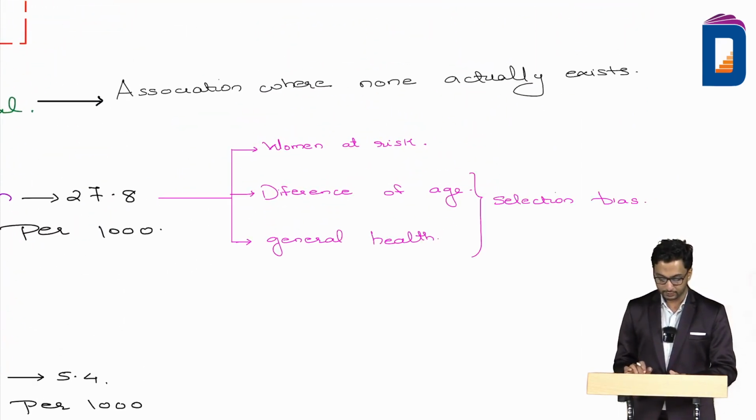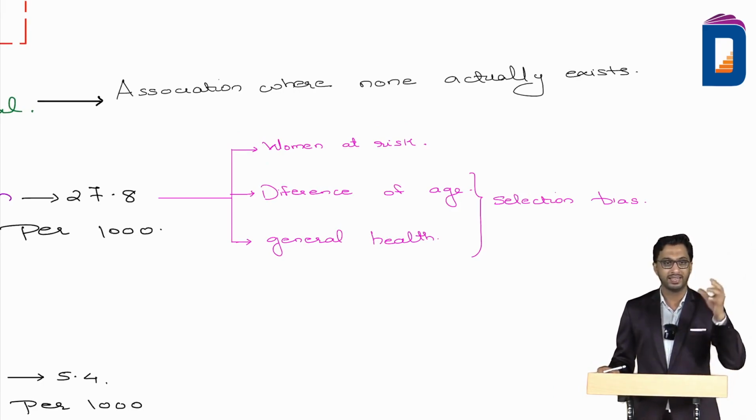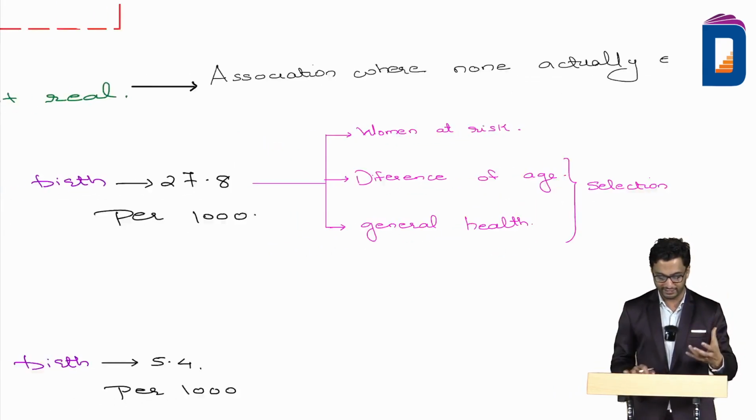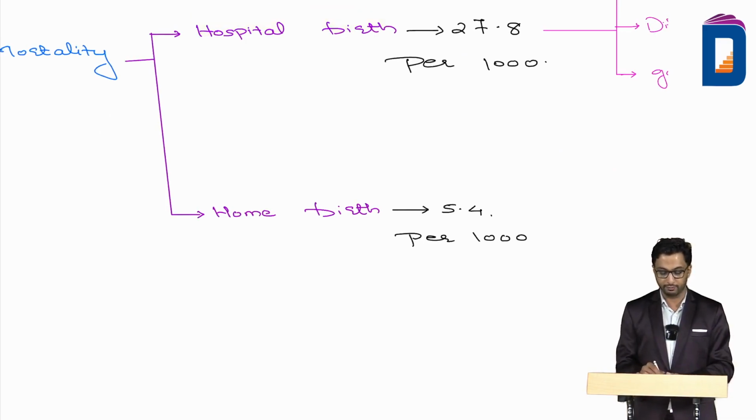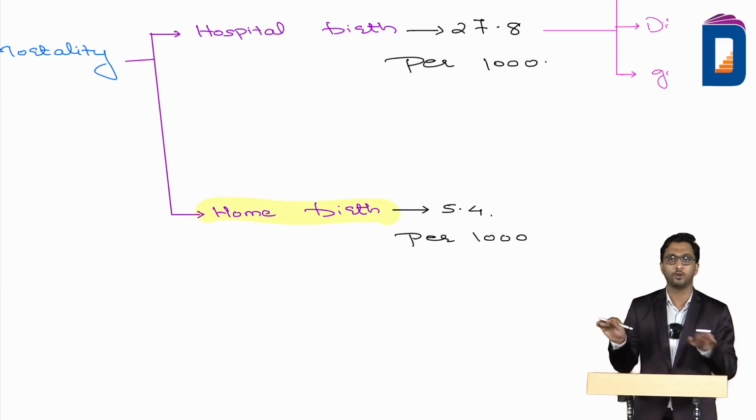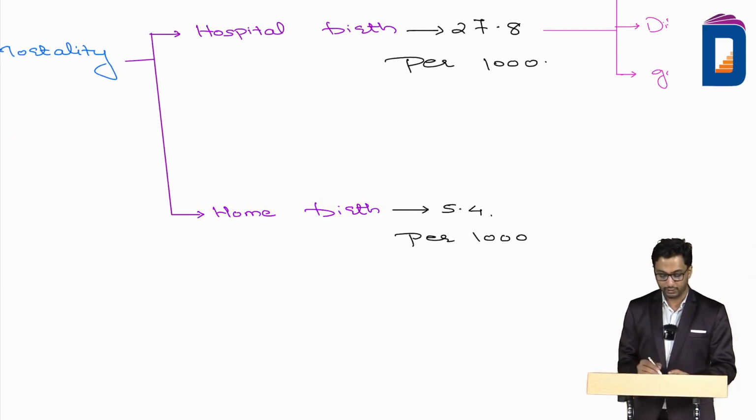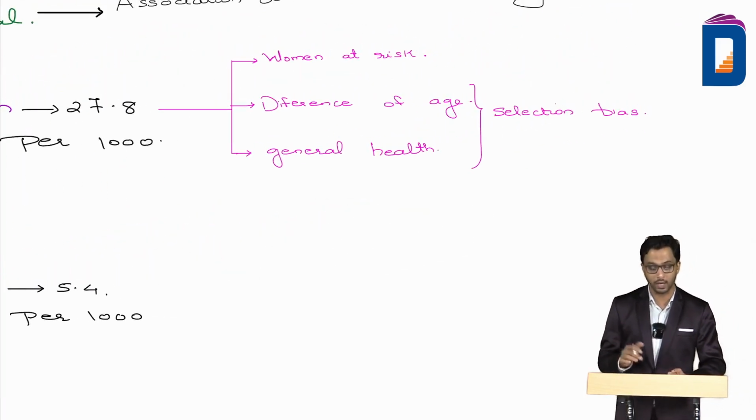Okay, and the difference in age and difference in general health, there is a selection bias. You know what selection bias is. That is, you're selecting the wrong people. You're selecting 25-year-olds for hospital birth, and you're selecting 45-year-old ladies for hospital birth and 25-year-olds for home birth, and you're conducting a study. Definitely there is going to be a problem. Instead, if you're selecting 45 years here, you have to select 45 years also. Then only the study will be proper. That's called selection bias.